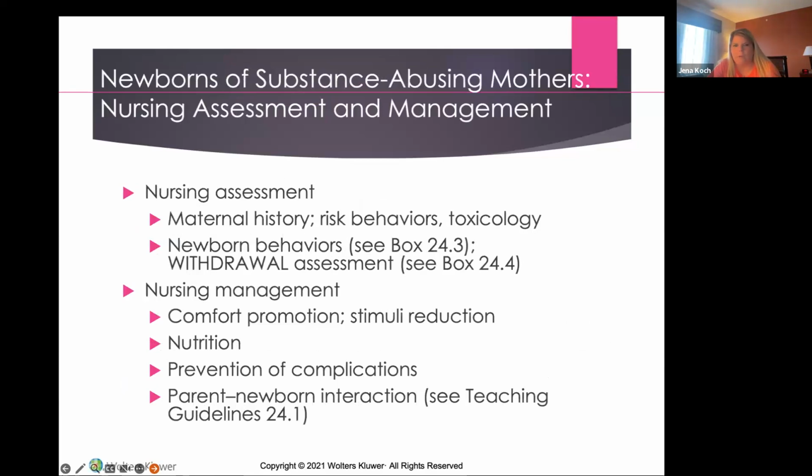Maternal history, we want to know real quick, what score are they scoring? What score is it again? So there's a withdrawal assessment on box 24.4. And then what we use at our facility in our NICU is the Finnegan scoring. And I think most hospitals in Bakersfield use Finnegan scoring.